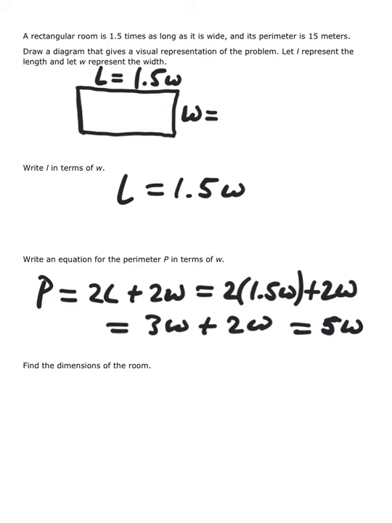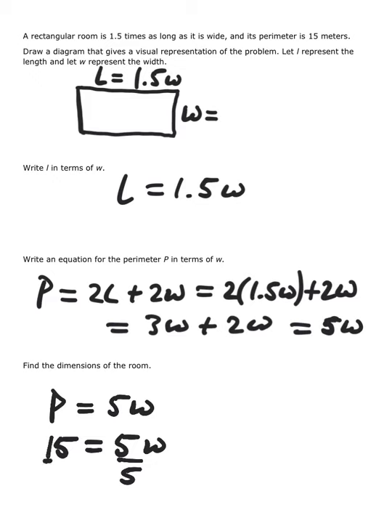Find the dimensions of the room. Okay, well, we were told the perimeter is 15 meters. We can make that substitution. Divide both sides by 5. And that tells us that the width is 3 meters.